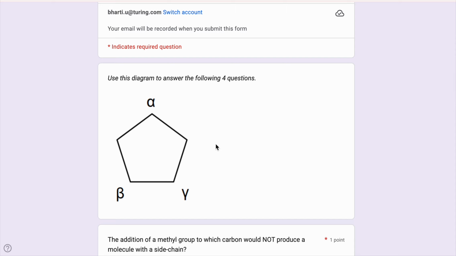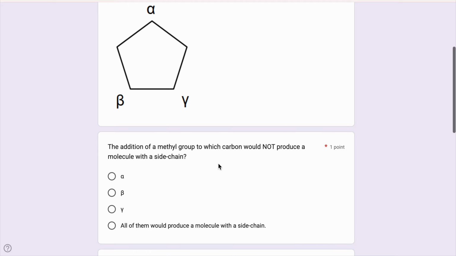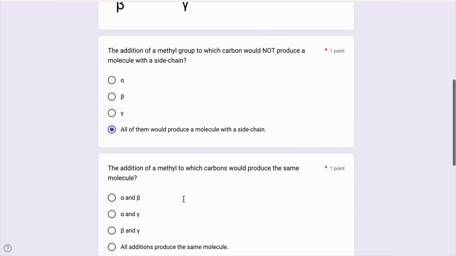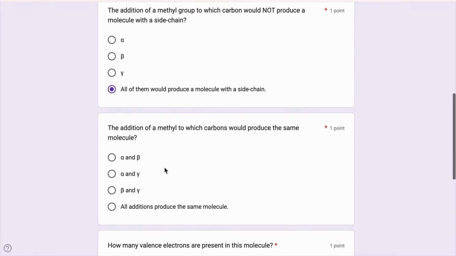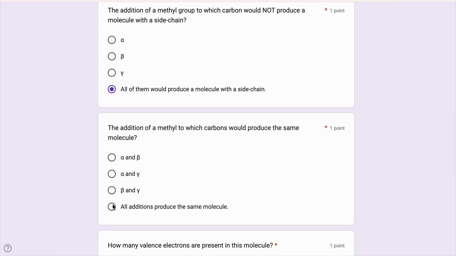Use this diagram to answer the following 4 questions. The addition of a methyl group to which carbon would not produce a molecule with a side chain? All of them would produce a molecule with the side chain. The addition of a methyl to which carbons would produce the same molecule? That is beta and gamma, all additions.